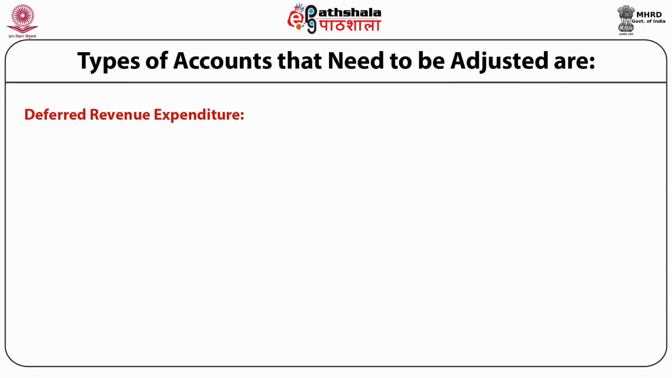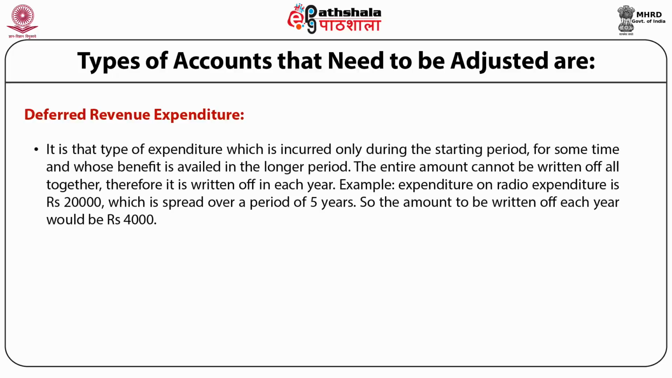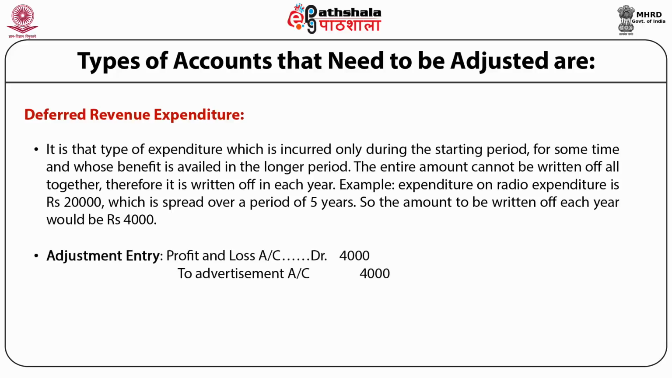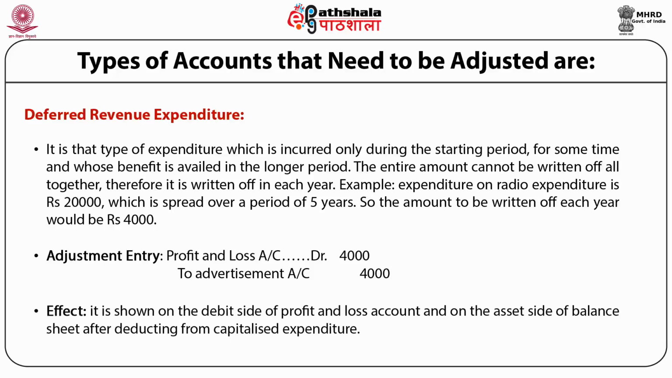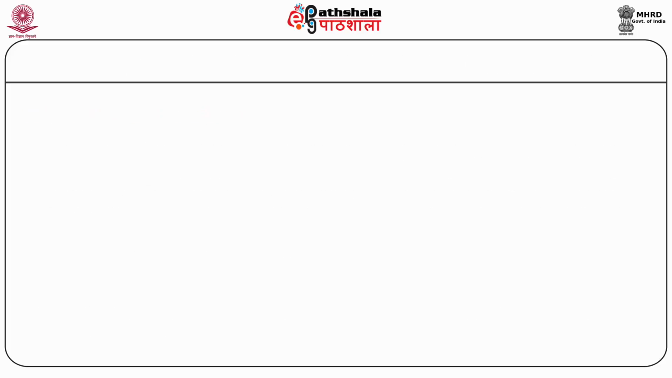Deferred revenue expenses. It is a type of expense which is incurred only during the starting period for some time, whose benefit is availed in the longer period. The entire amount cannot be written off altogether, therefore it is written off in each year. The adjustment entry is profit and loss account debited to advertisement account. If advertisement expenses are deferred revenue expenses, its effect on the financial statements is that it is shown on the debit side of the profit and loss account and on the asset side of the balance sheet after deducting from the capitalized expenses.